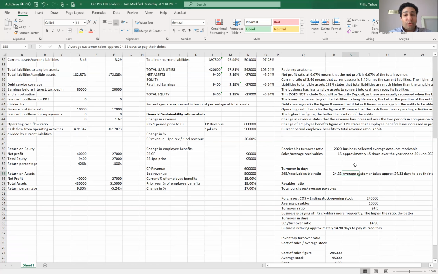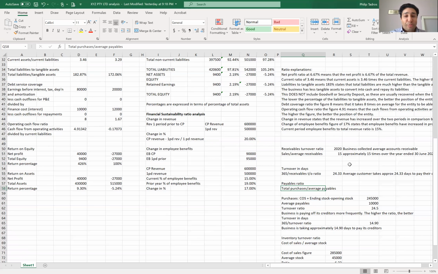Let's say, for example, if your business has a policy where the customer is required to pay between 7 and 14 days, and it takes the average customer 24 days to pay off its debts, then it's not a good thing, and you need to do a little bit more chasing up in your business to quickly recover your debts. The payables ratio is worked out similarly.